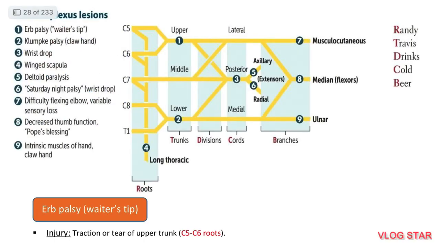This is the brachial plexus. I already mentioned these nerves come from C5, C6, C7, C8, T1, and first we have roots. After roots we have trunks, then after trunks divisions, cords and branches. Okay, so how many do we have? Total 5 roots, then 3 trunks, then 6 divisions, then 3 cords, then total 5 branches.